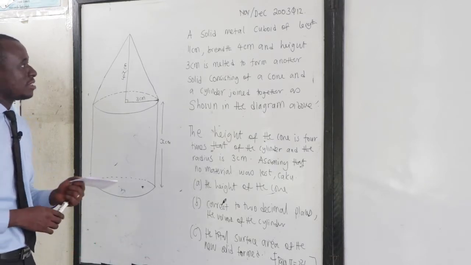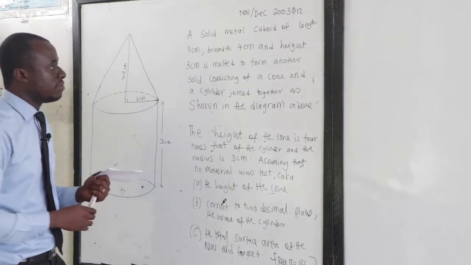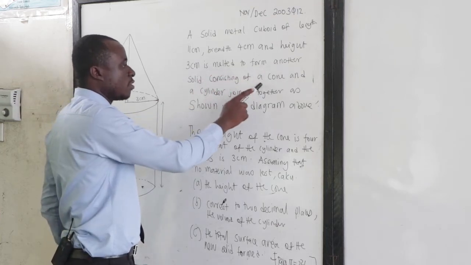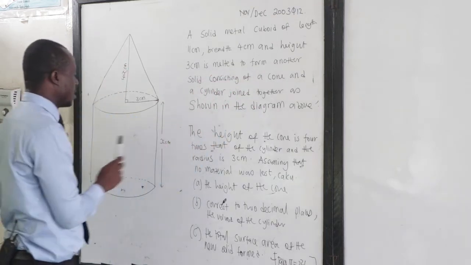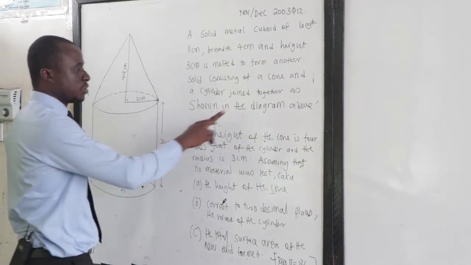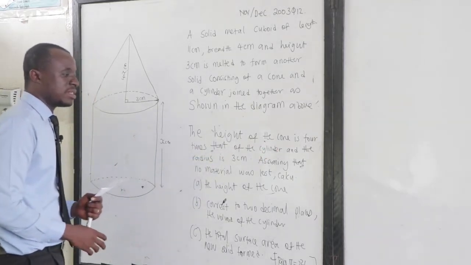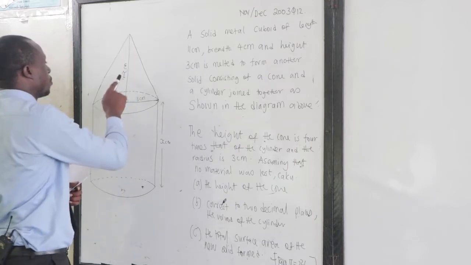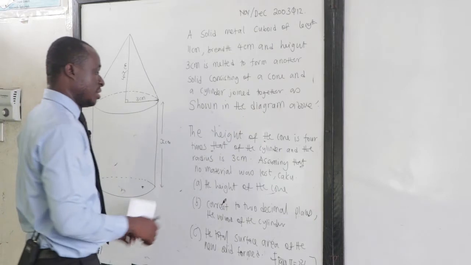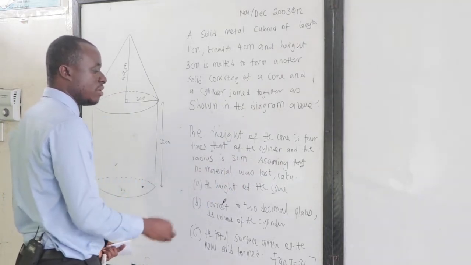A very nice question. It says that a solid metal cuboid of length 11 centimeters, breadth 4 centimeters, and height 3 centimeters is melted to form another solid consisting of a cone and a cylinder. So this is the cylinder, and then this is the cone, as shown in the diagram above. It says that the height of the cone is 4 times that of the cylinder. So the height of the cone is 4x, and the height of the cylinder is x. This is all to scale. And the radius is 3 centimeters.